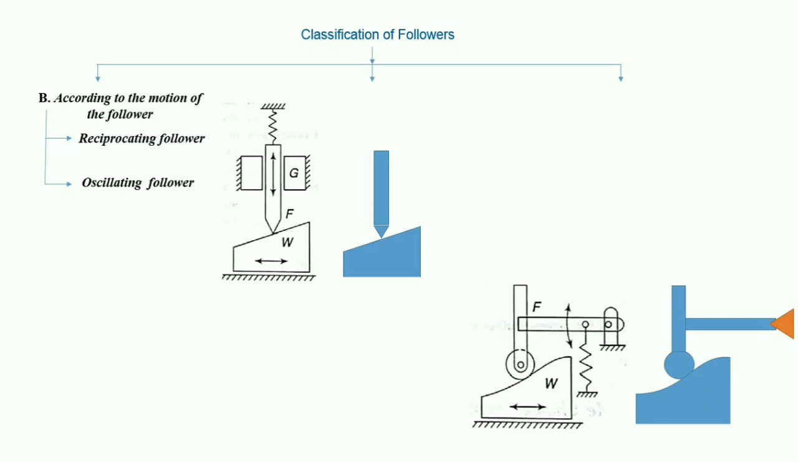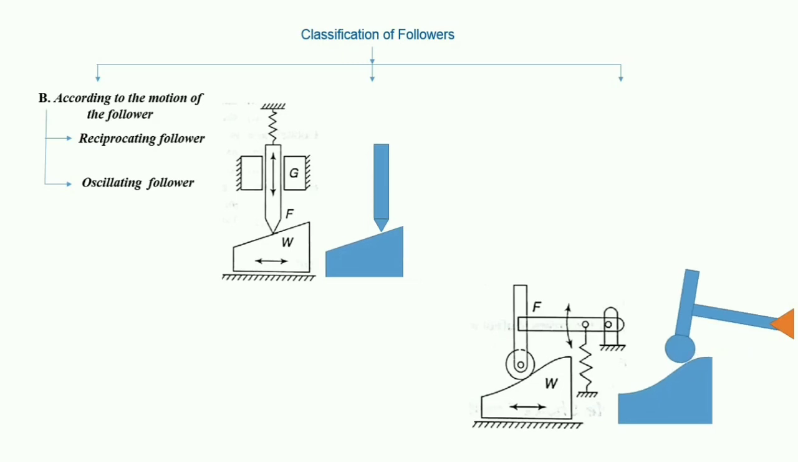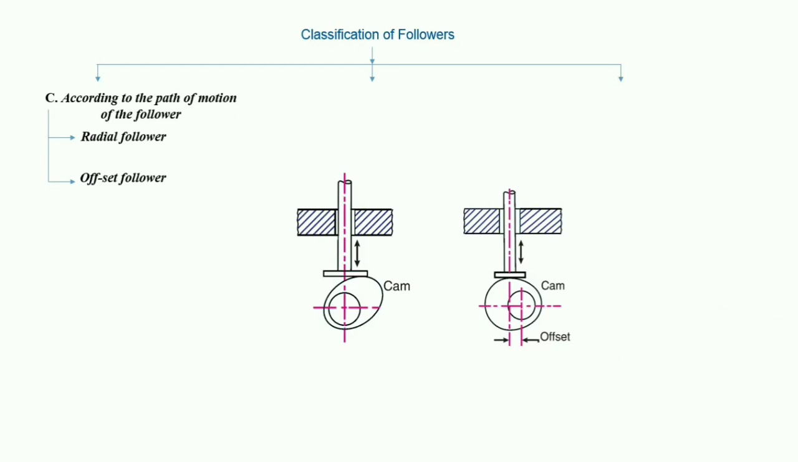According to the motion of the follower, you can see there is a reciprocating follower and an oscillating follower. The first one is the reciprocating follower. In this the cam rotates and the follower reciprocates or translates in guides. And in the second, the follower is provided at a suitable point on the frame and oscillates as the cam makes rotary motion.